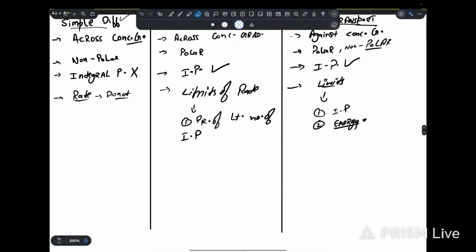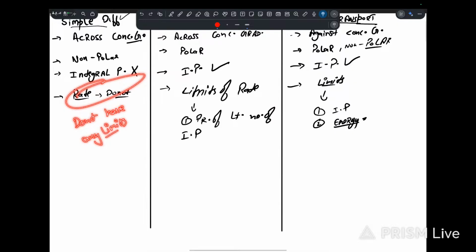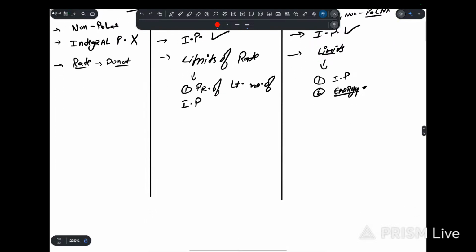One thing is that in simple diffusion, the rate does not have any limits. But in the case of facilitated transport and active transport, there are limits of rate. Now, when we talk about facilitated transport, in this case it requires integral proteins.